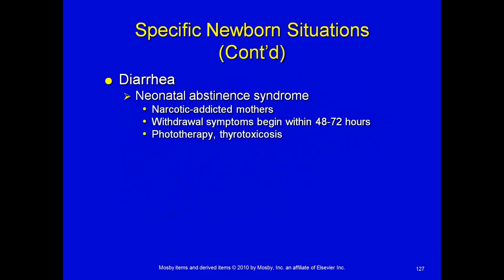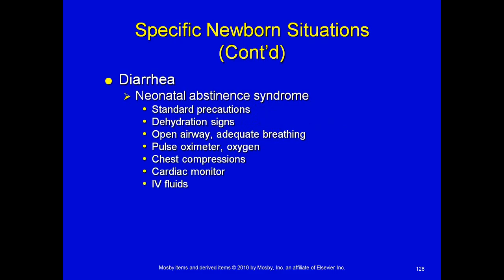Cystic fibrosis. Neonatal abstinence syndrome, we see that in narcotic addicted mothers. The child will develop withdrawal symptoms within the first 48 to 72 hours of birth and go through the same sort of withdrawal process that a narcotic addict would go through, to include seizures, and it can be life-threatening. Thyrotoxicosis, again, is thyroid storm.